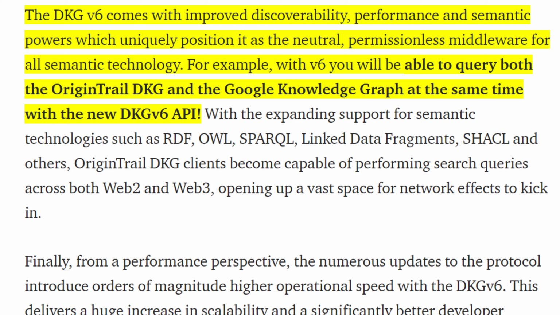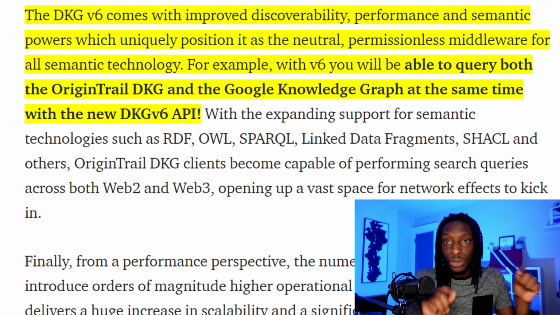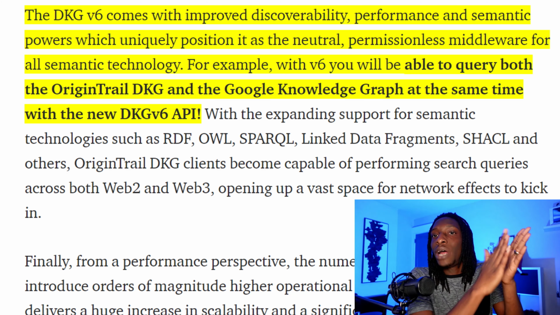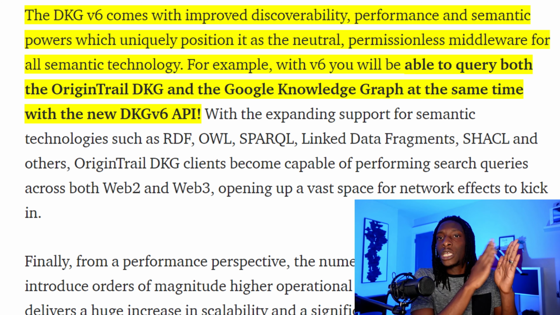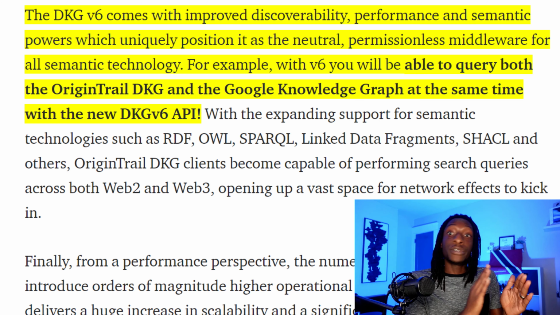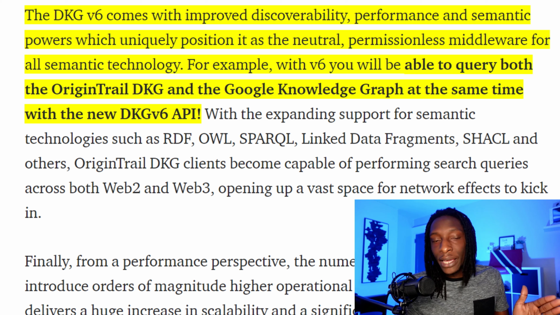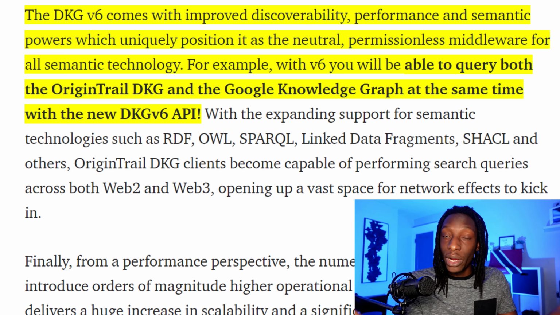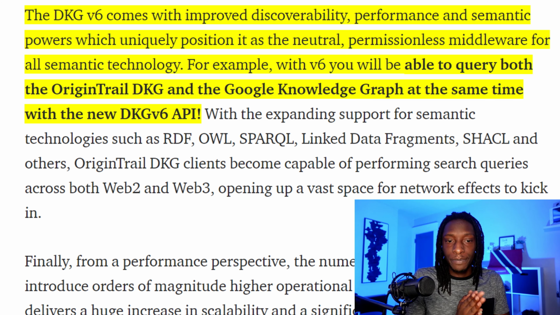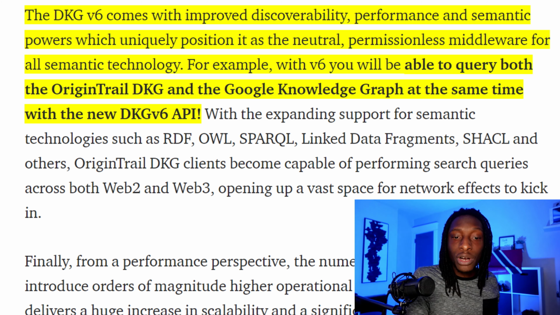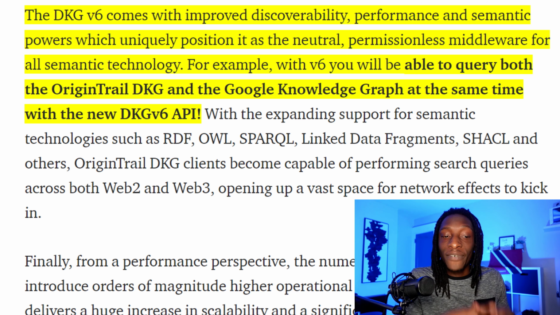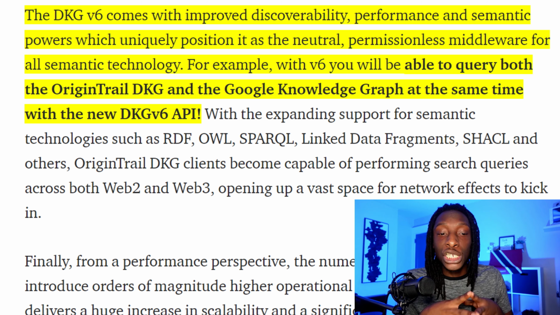Let's pause there. Remember, because OriginTrail is neutral, it doesn't subscribe to any particular blockchain network, any particular Fortune 500 entity, or any Web2 giant. It just helps everyone everywhere, just like TCP/IP, the internet. OriginTrail will serve as a middleware for all semantic technologies because of its open source nature. For example, with V6, you'll be able to query both the OriginTrail decentralized knowledge graph and Google's knowledge graph at the same time with the new DKG API.